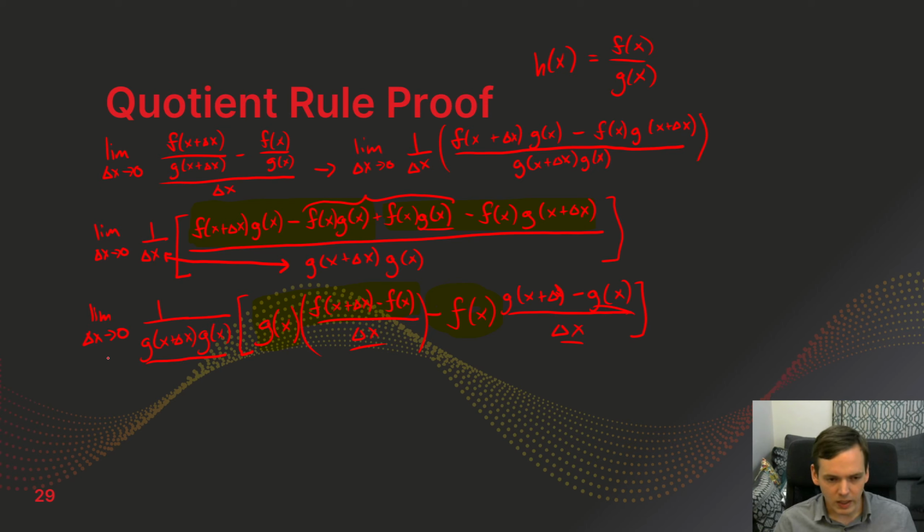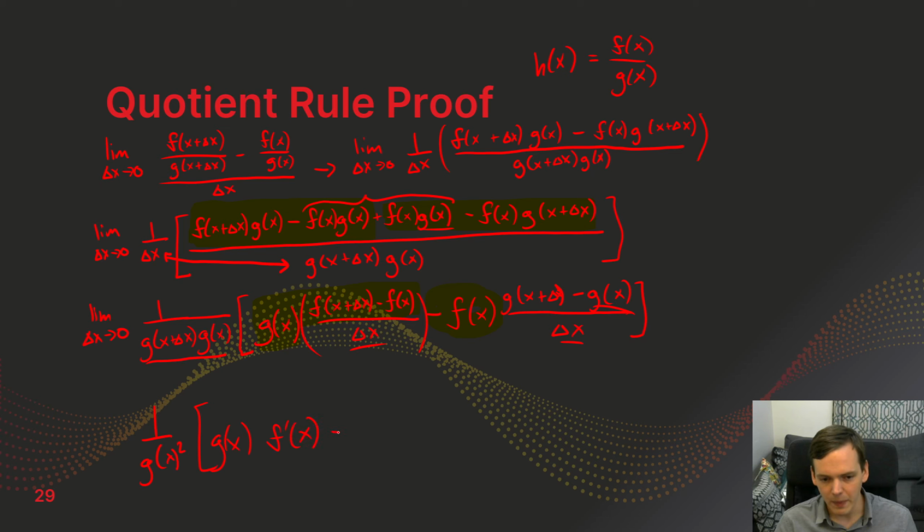Now let's go in and apply our limit expression. So the limit on this first set of terms, if delta x is approaching 0, I'm left with just g of x. So I get 1 over g of x squared. Then inside the brackets, if I apply the limit as delta x approaches 0 to g of x, nothing happens. So I just get g of x again. But now we've got this f of x plus delta x minus f of x over delta x. And that's just the derivative of f of x.